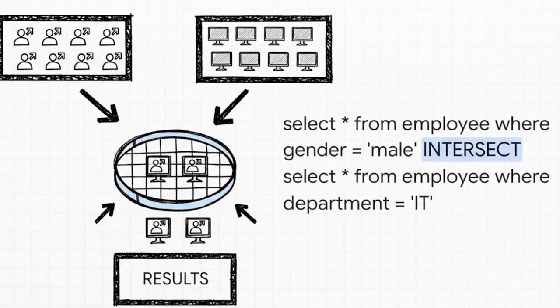You run the first query and you get a list of all the male employees. Then you run a second query and you get a list of everybody in the IT department. INTERSECT then just looks at both lists and says, okay, who is on list A and list B? And that's who you get back.